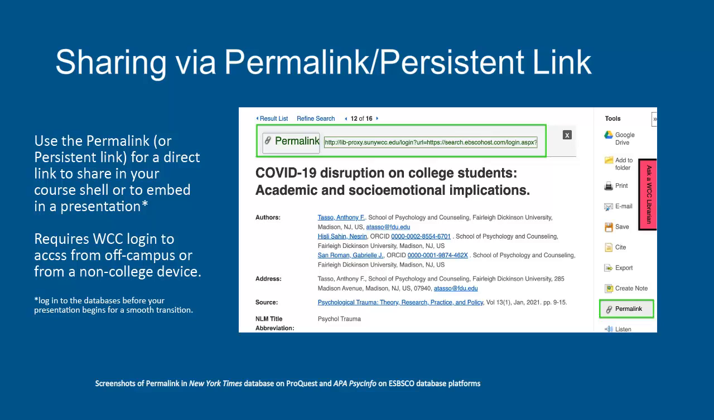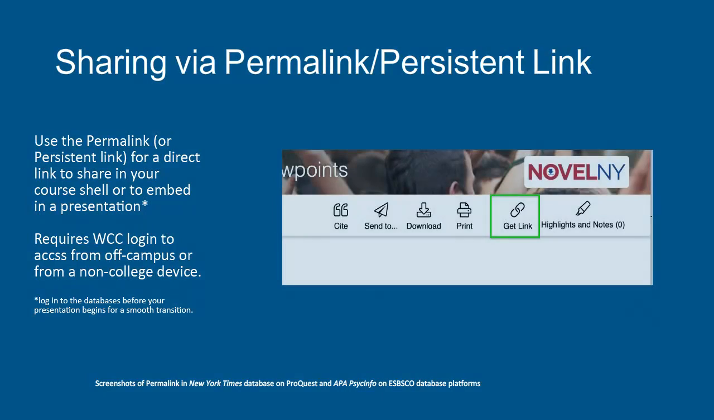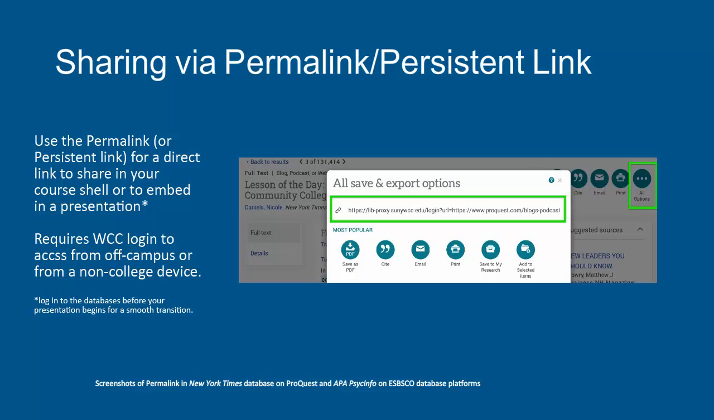When using databases like Academic Search Complete on the EBSCO platform, the permalink is found in the Tools column along the right. For Gale databases, such as Opposing Viewpoints in Context, click Get Link on the toolbar at the top right of the article page. If using the New York Times or other ProQuest databases, click More Options in the top right toolbar to access the link icon. As mentioned before, database emails can sometimes be a little slow to arrive. You may want to copy and paste the permalinks into a document as a backup, just in case.